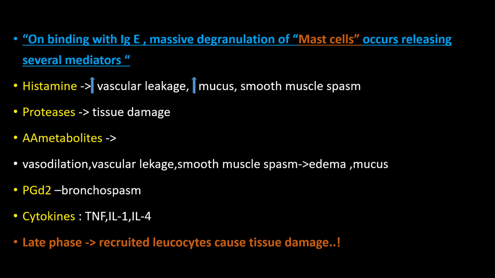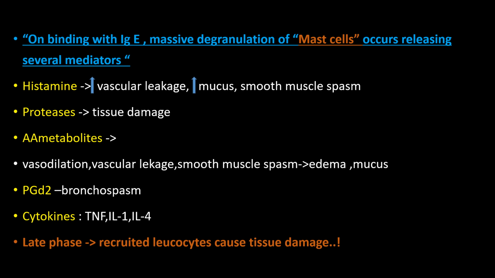Examples of these mediators are histamine, which we also call tissue active amine. This histamine is responsible for increased vascular leakage, increased mucus production, and, depending on the specific site of the tissue, like in your respiratory system, it can also induce smooth muscle spasm. And there are enzymes like proteases. They can directly damage the tissue just by digesting the tissue.